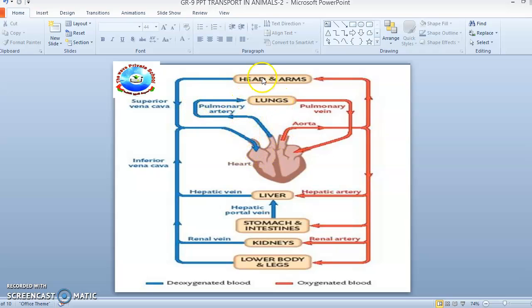And then from the head and arms, the deoxygenated blood is brought to the right atrium. And then from the kidneys and lower body and legs, and also from the liver, it is bringing the blood to the heart. So this is the way it's functioning in our body.